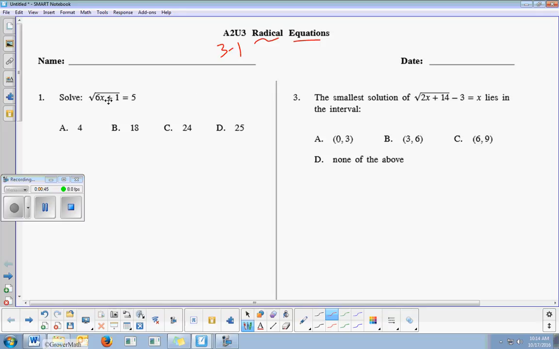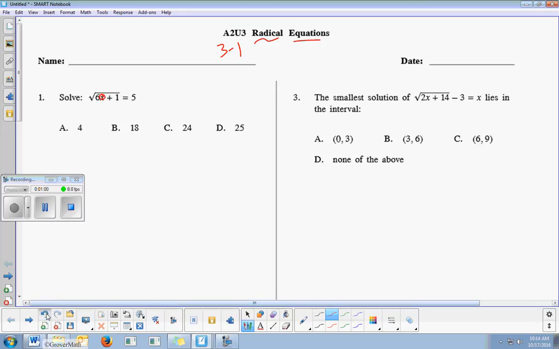So we want to solve this equation. The square root of 6x plus 1 equals 5. And the thing for always solving equations is you're trying to do the opposite or inverse operation to get things away from the variable you're trying to solve. I'm trying to solve for x.